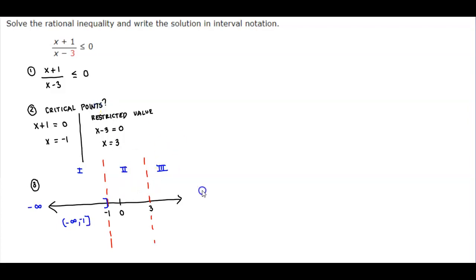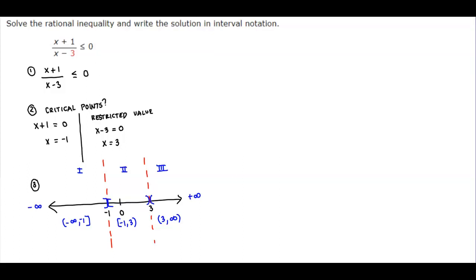If we take a look at region 2, we still have a bracket at -1, but since 3 is a restricted value, we can't include it, so therefore it's going to have a parenthesis. So we have bracket -1 to 3 with the parenthesis. And then again, from 3, we still have a parenthesis at 3, and it's going to go towards positive infinity, so therefore there are our 3 intervals.